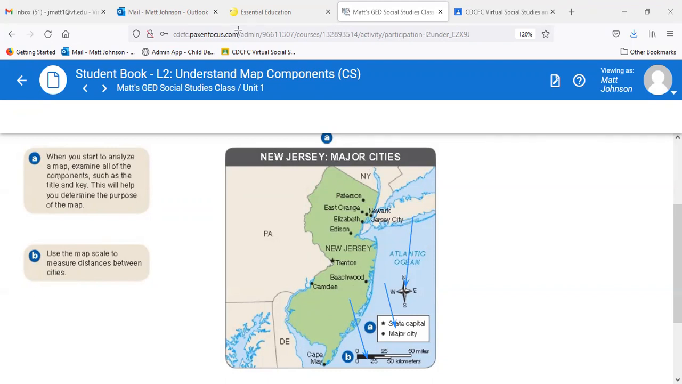a title, and it's going to tell you what is going on, whether it's a weather map, a road map, what type of information is being displayed there. And then use the map scale to measure distances between cities. That's what we were talking about down here. So you can take your ruler out and you can measure in between those distances.